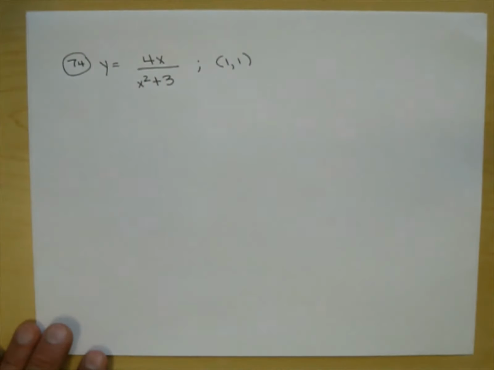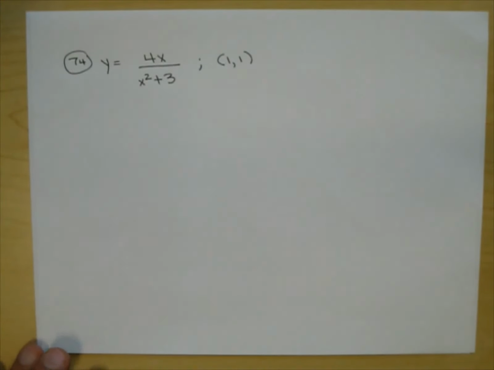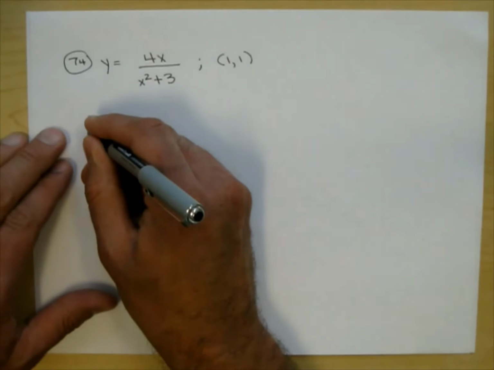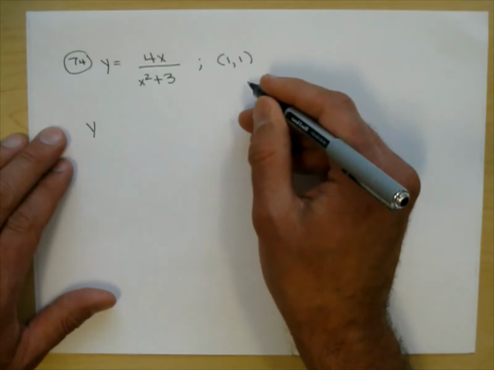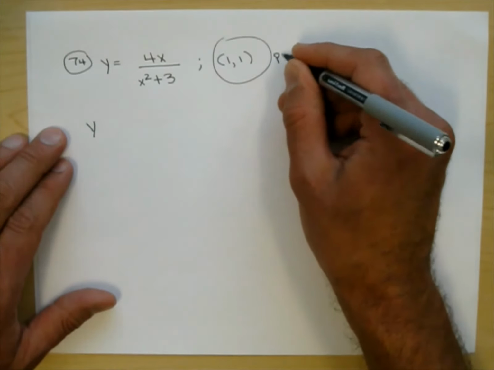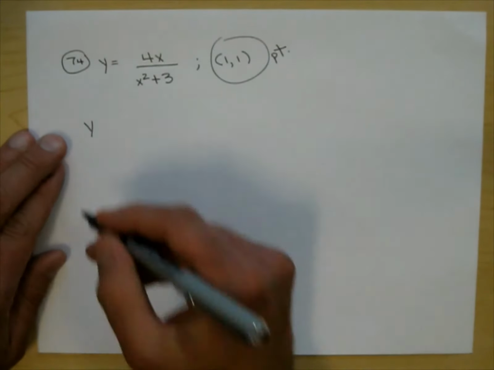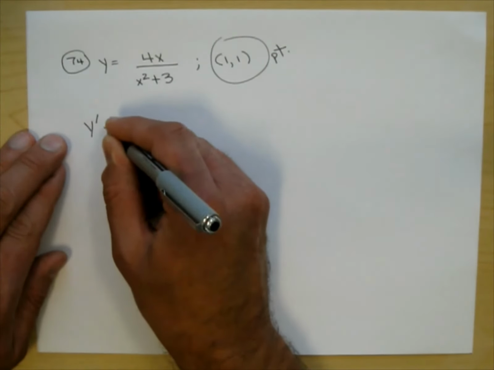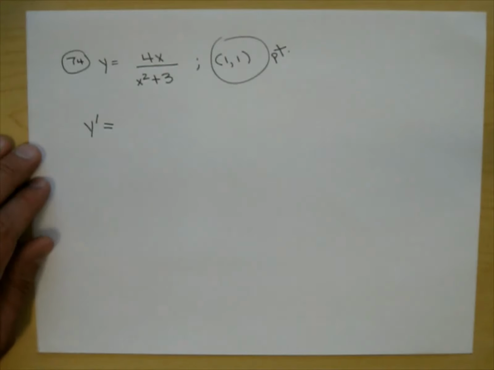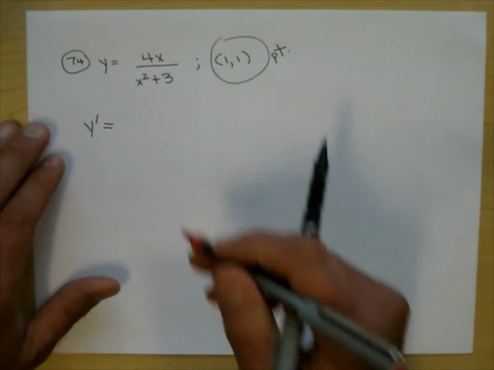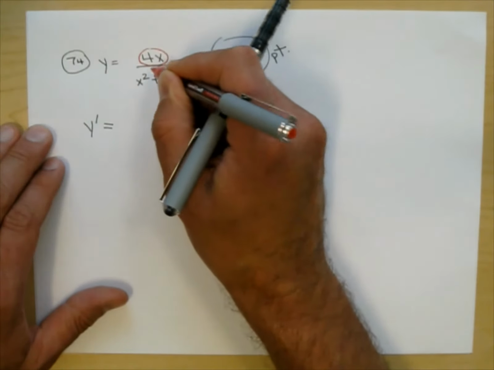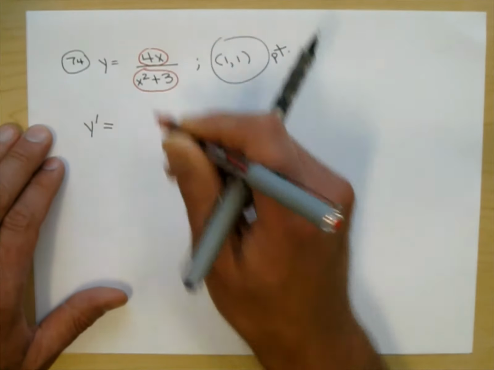Problem number 74, and I'm hitting you with the quotient rule again. Pause the video, find the tangent line at this point. Okay, to find the tangent line, you need a point, which we have. Here's our point. You also need a slope. Well, I'm going to find out what the derivative is, because the derivative is the slope function. This right here is a quotient. So I'm going to do the quotient rule.